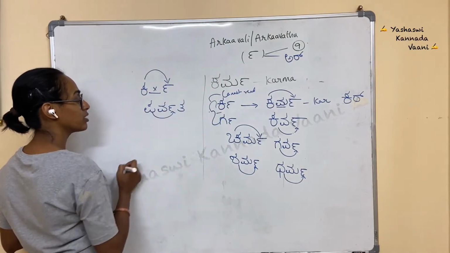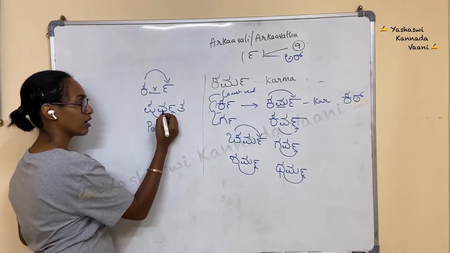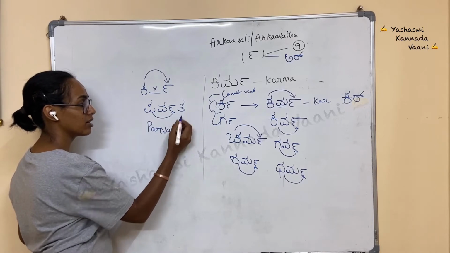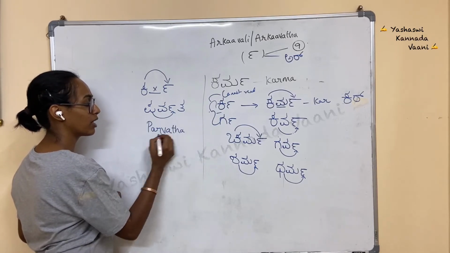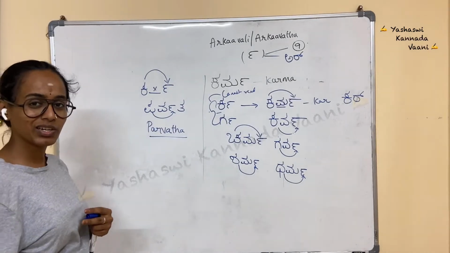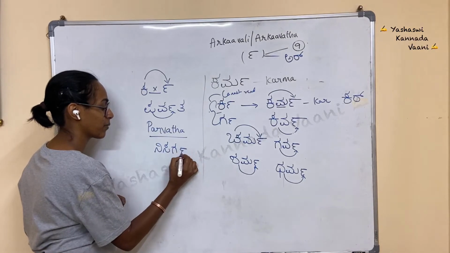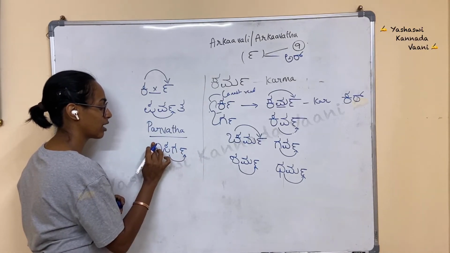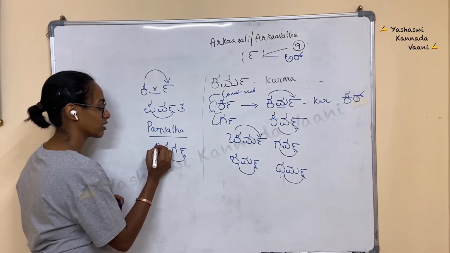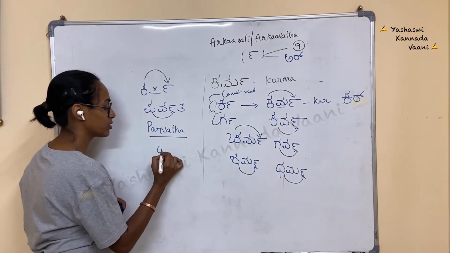See, how do you read this now? Par. After that par, we have a va. Then we have a ta. Then what happened? Parvata. You understood? Very good. Similarly, okay, we have not done this. I used a different word. Sorry for that.